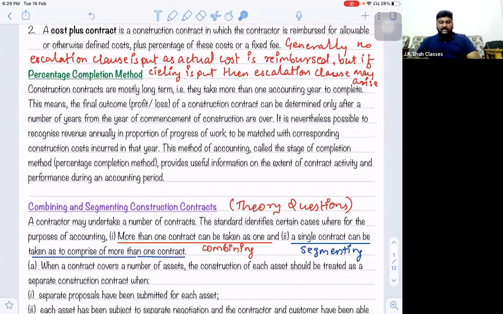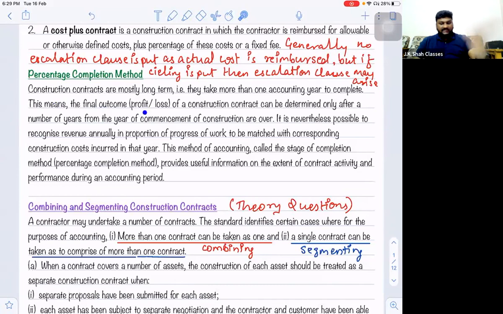Now, what it says, construction contracts are mostly long-term. That is, they take more than one accounting year to complete. So here the meaning of long-term contract means what? It starts in one year and it ends up in some other financial year. That is why they say it takes more than one accounting year. So even if it is only for a period of 7 or 8 months, but it takes more than one accounting year to complete, means 3 months in one year and 5 months in another year, it will be a long-term contract. And you have to use the PCM.